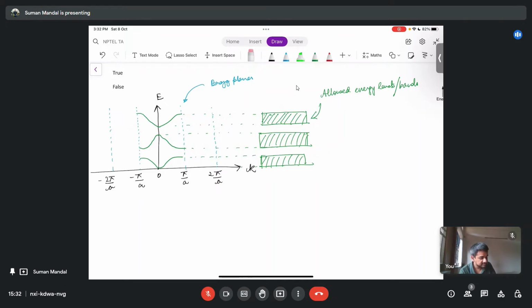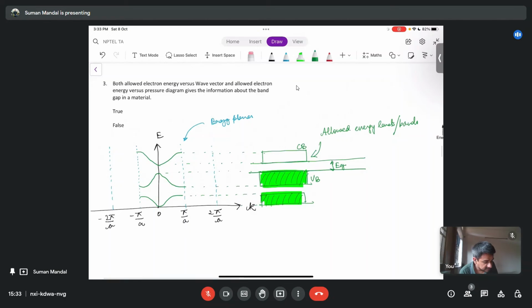Okay, so now let's say the electron is occupied till here, and this is all empty. Then this is the band gap. This is the valence band. This is the conduction band. If electrons are occupied to the shaded region. And so this is how, from the electron energy versus wave vector diagram, we can find out the band gap.